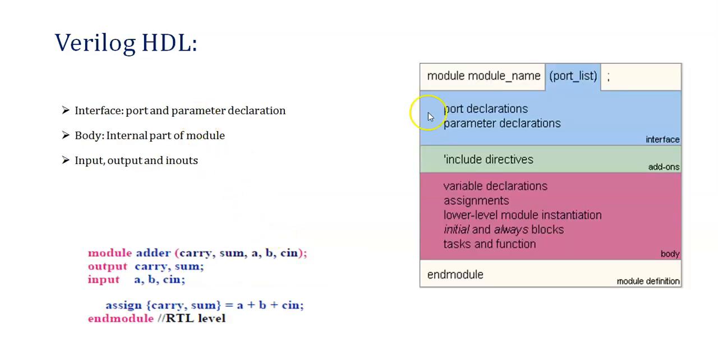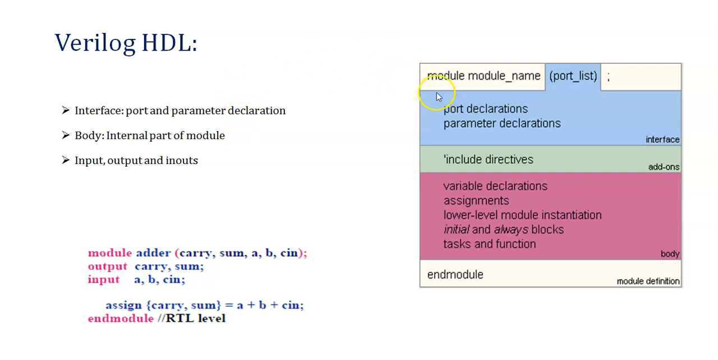Now here you are able to see the structure. First is the interface. Whenever you want an interface, ports should be available so that you can interface with the outside world. Ports means the input, output, and inout pins available.